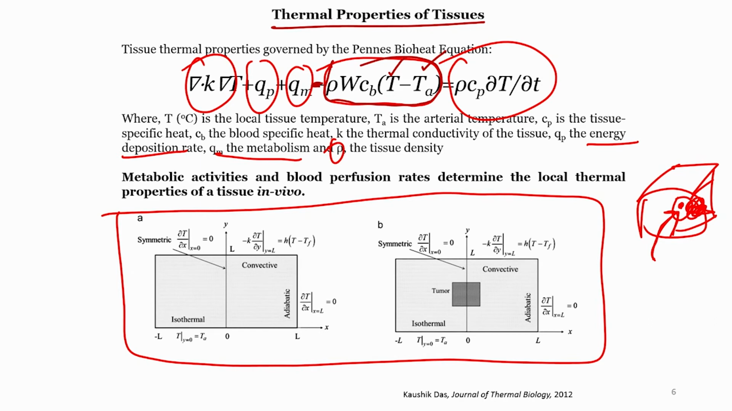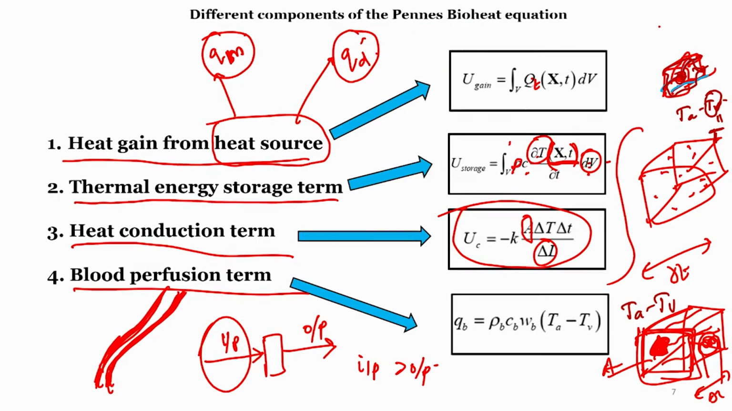So, it is a heat removal process where the temperature gradient between the tissue and the artery will cause the heat to be transferred to the blood, which then carries it to different parts of the body. Okay. So, these are the different aspects of the Pennes bioheat equation. I hope it was very clear to you what the different aspects of the Pennes bioheat equation are.